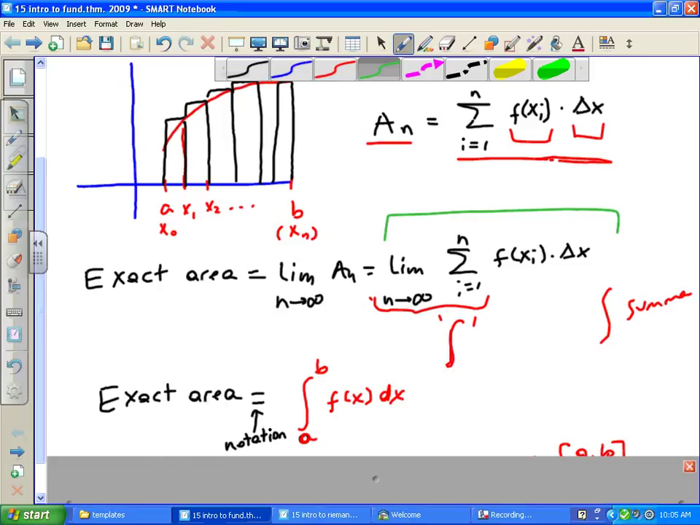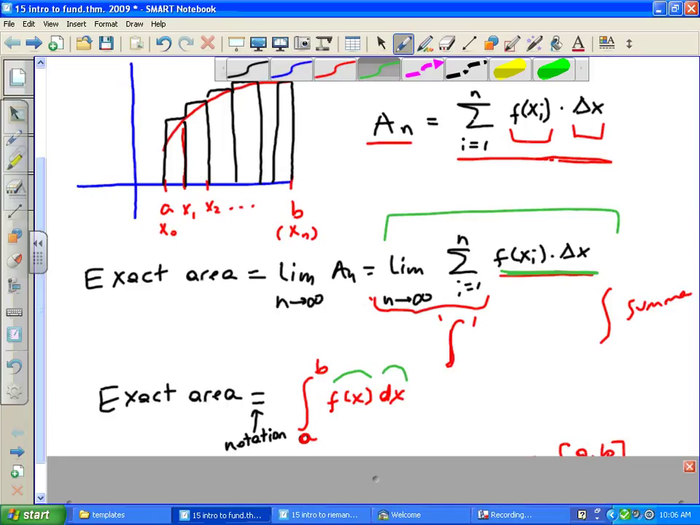And you see in our definition up there, we had f of x sub i times delta x. In this new notation, you see how that shows up itself? f of x sub i shows up as f of x. Again, they're trying to simplify the notation even further. And delta x, how did that show up? As just dx. You see, it's really the same thing in a sense.